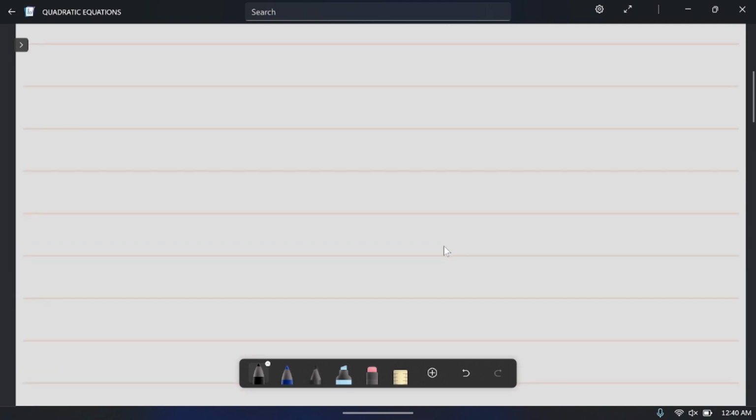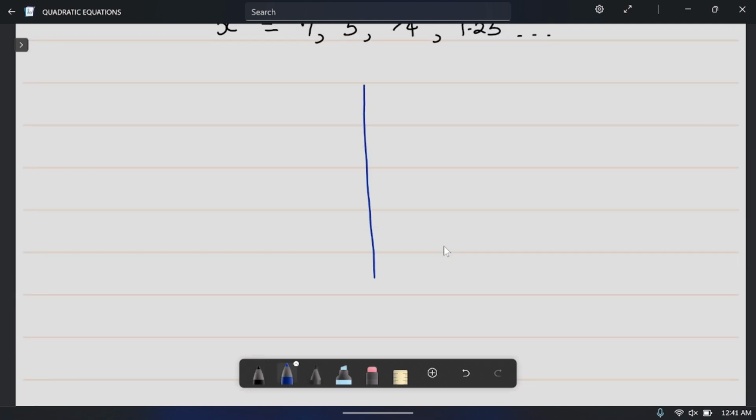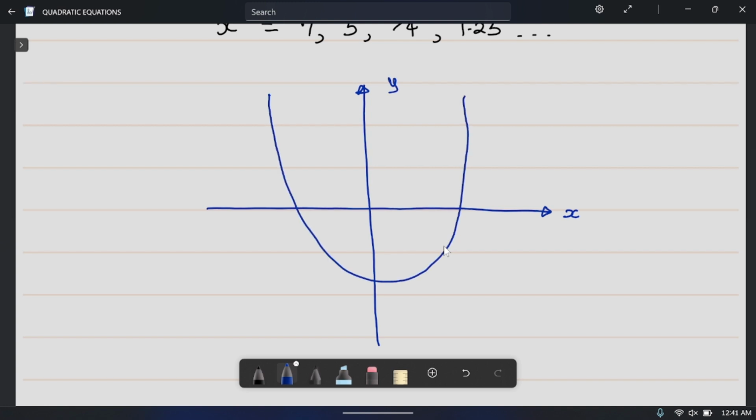Graphically, quadratic equations form a parabolic shape. So when they are graphed in the Cartesian plane, you'll have a shape that looks like this. And this shape is parabolic. Something interesting that you'll notice is the parabola crosses the x-axis at specific points. Those points where the parabola crosses the x-axis are called the roots of the equation.